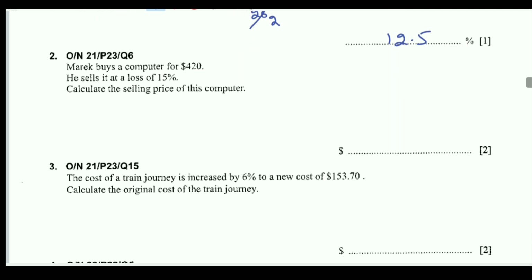Question number 2: Malik buys a computer for $420. He sells it at a loss of 15%. Calculate the selling price of this computer. As I told you, if a percentage is included in your question, simply make a table. First of all, you write here: before, after, percentage and 100.